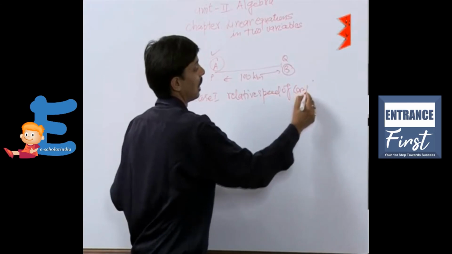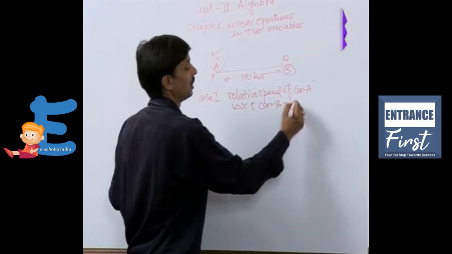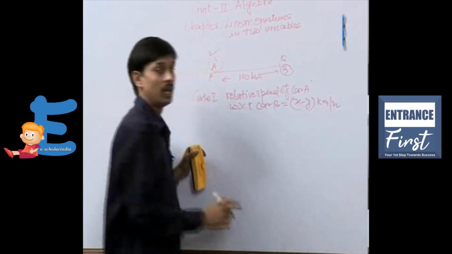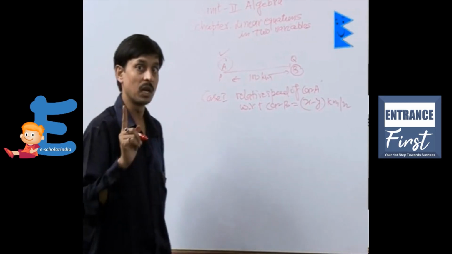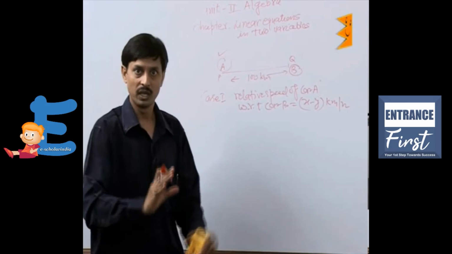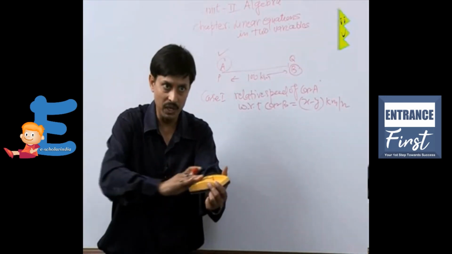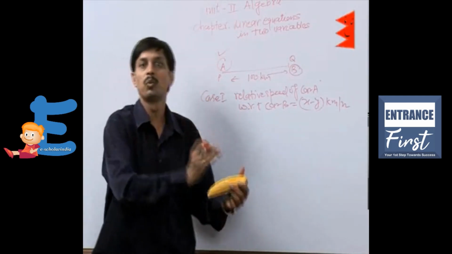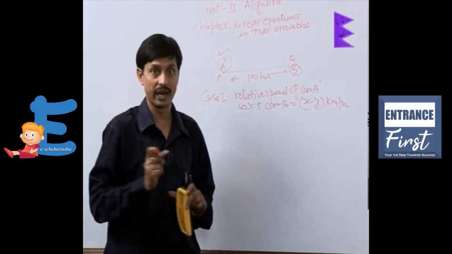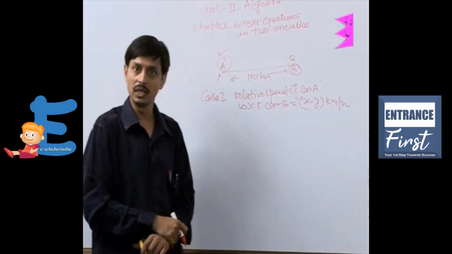The relative speed of car A with respect to car B is x minus y kilometers per hour, as x was the speed of the car from A and y was the speed of the car from B. In the same direction, the relative speed is obtained by subtracting the lower value from the higher. Car A is catching car B, so obviously the speed of car A is more than the speed of car B.